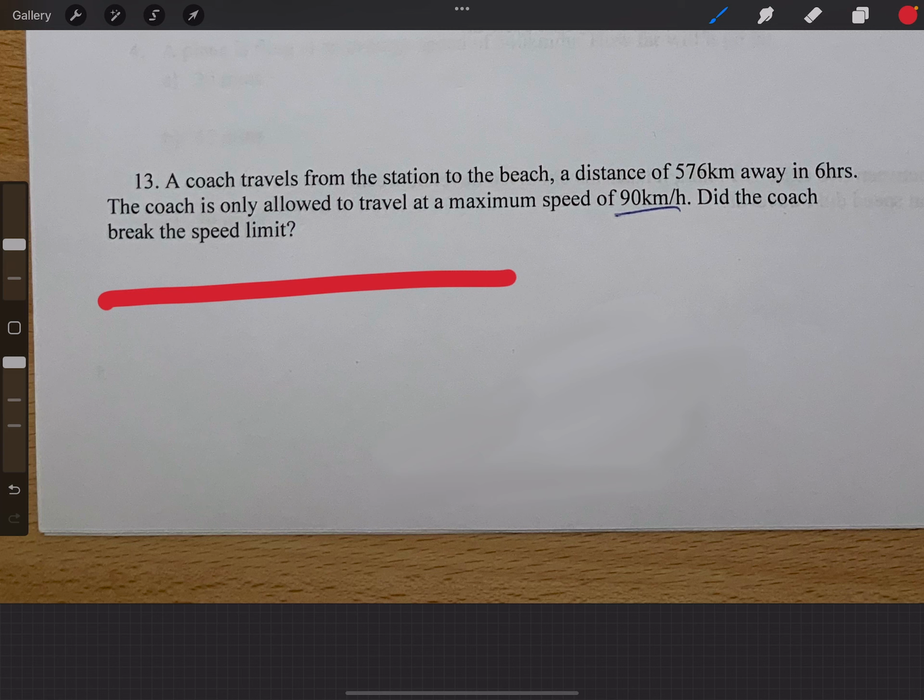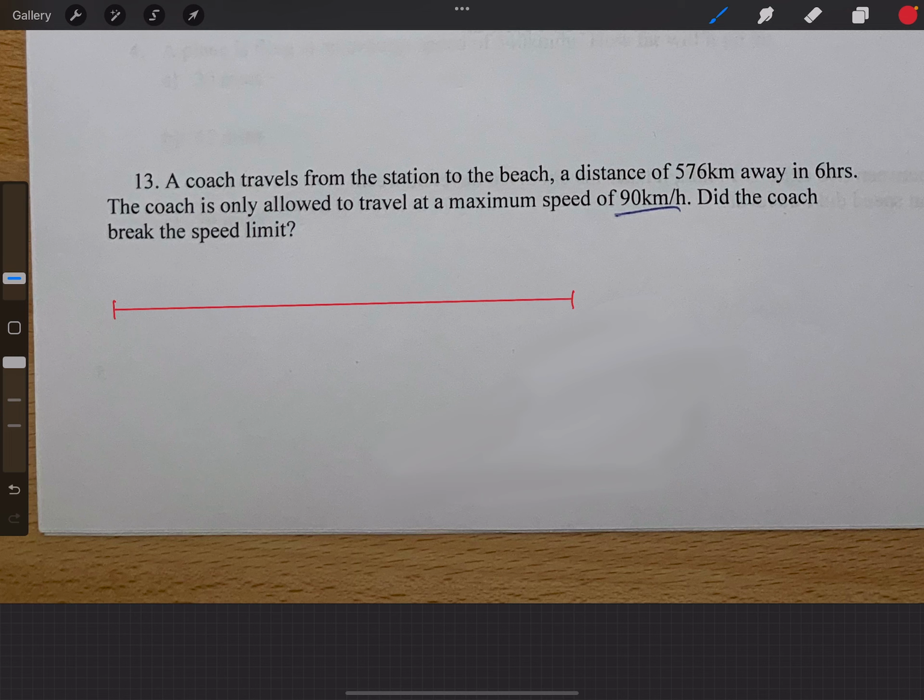So you have a distance from the station to the beach, a distance of 576 kilometers. Now you need to get there in 6 hours. So here's 1 hour, 2, 3, 4, 5, 6. Gotta get there in 6 hours. So the question is, what is your speed in 1 hour?